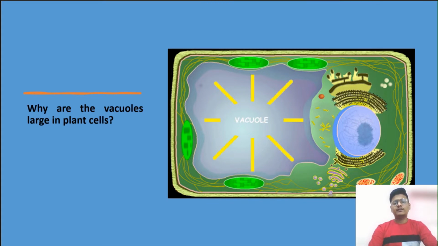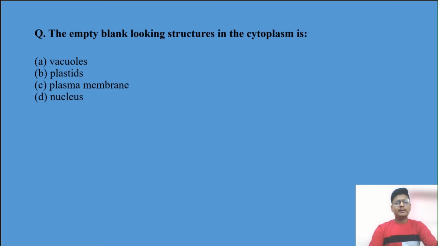Now there is a question for you all. The empty looking structure in the cytoplasm is: vacuole, plastids, plasma membrane, nucleus. So this empty looking structure always in the cytoplasm is called a vacuole. It is colorless.